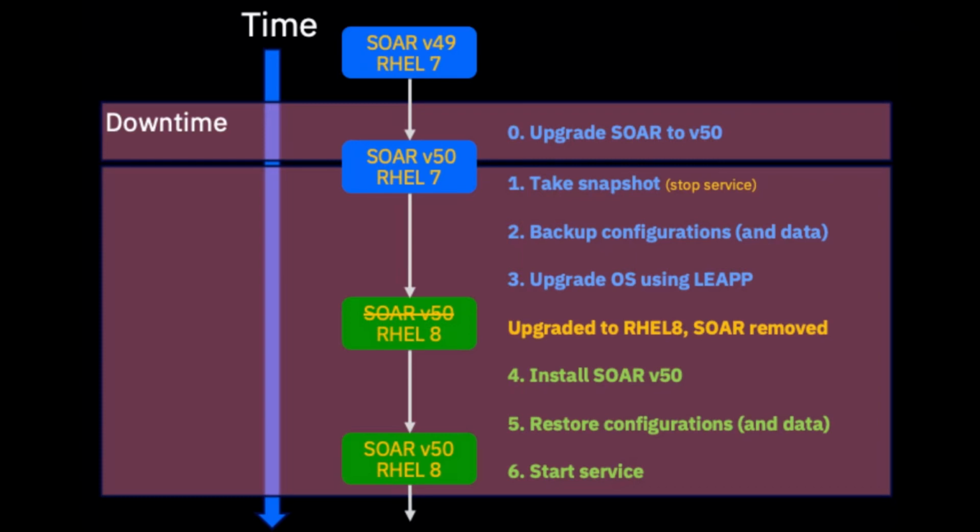During the upgrade from 7 to 8, SOAR is removed in that the SOAR data will still be on the system, but the RPM is removed during the upgrade. And with that, it also removes a number of the SOAR software configurations, which we'll replace later when we restore from backup. Once the installation of RHEL 8 is complete, we'll reboot the system, reinstall SOAR version 50, restore the configurations and the data, and then start up the SOAR services and be good to go.